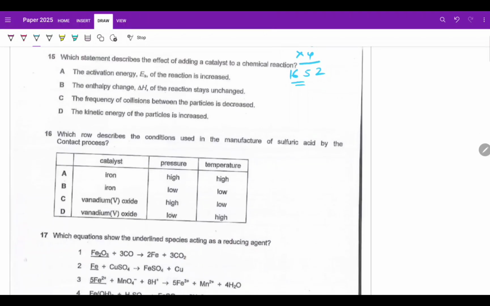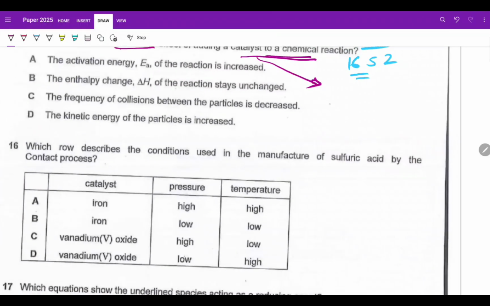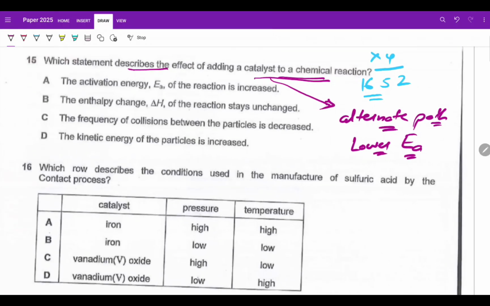15th, which statement describes the effect of adding a catalyst to a chemical reaction? When we add a catalyst to a chemical reaction, the catalyst takes the reaction to an alternate path. And what does this alternate path have? The alternate path has lower activation energy. It takes the reaction to an alternate path having lower activation energy, which is Ea. It means the activation energy of the reaction will decrease.